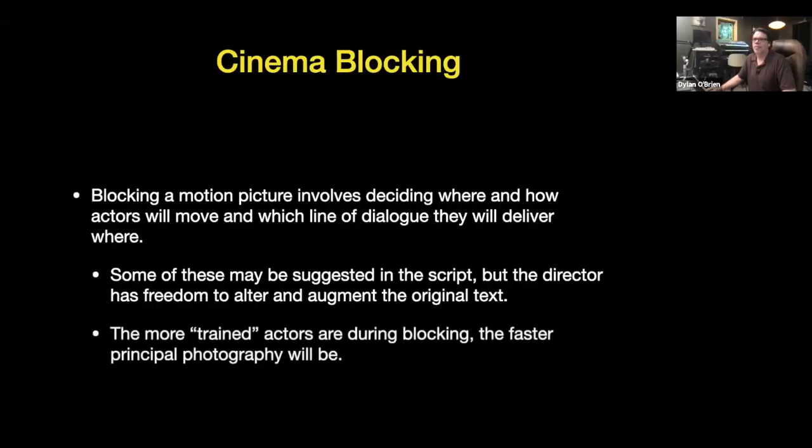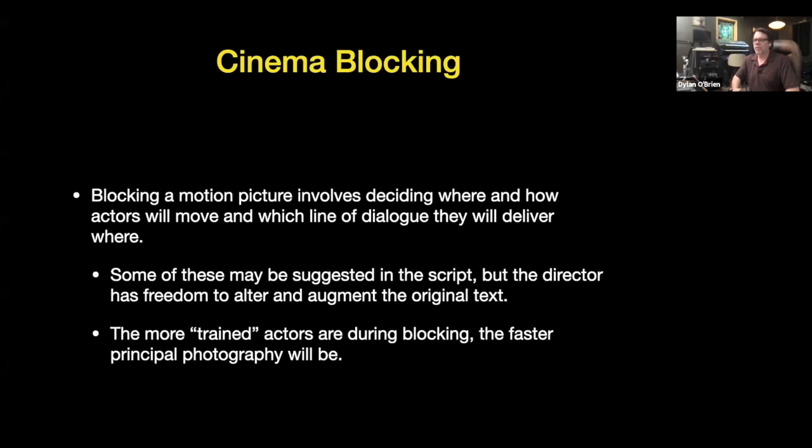Okay. Some of these suggestions, like I said, would be in the script, but the director has the freedom to alter and augment the original text as they should. And the more trained the actors are during blocking, the faster principal photography will be.